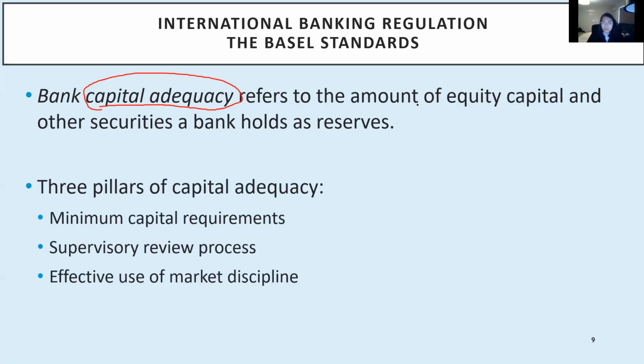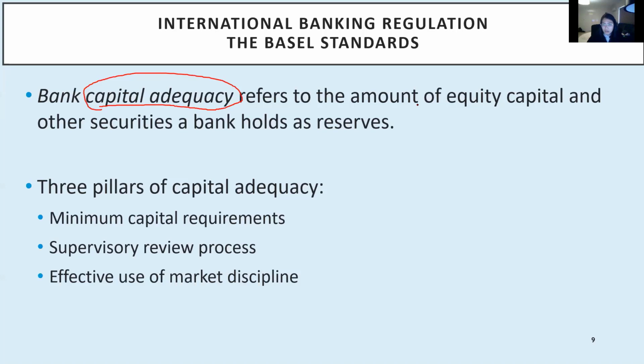So according to the Basel Committee, the best way to regulate banks is to set up 3 different pillars of capital adequacy, under which the banks are required to do certain things to make sure that they have enough capital reserves to buffer any crisis.